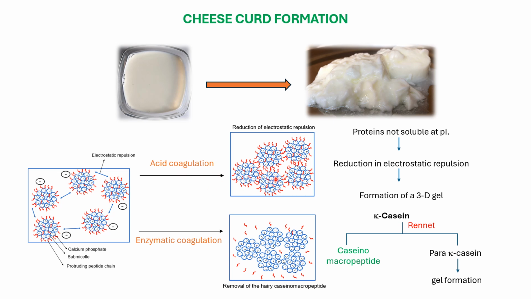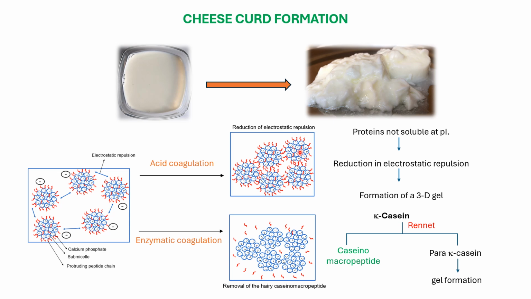The second one is acid-induced coagulation. One characteristic property of proteins is that they become insoluble at their isoelectric point. The isoelectric point is that point wherein a protein possesses no net charge. They do have charge, but the sum of positive charges is equal to the sum of negative charges, meaning there is no net charge on the protein.